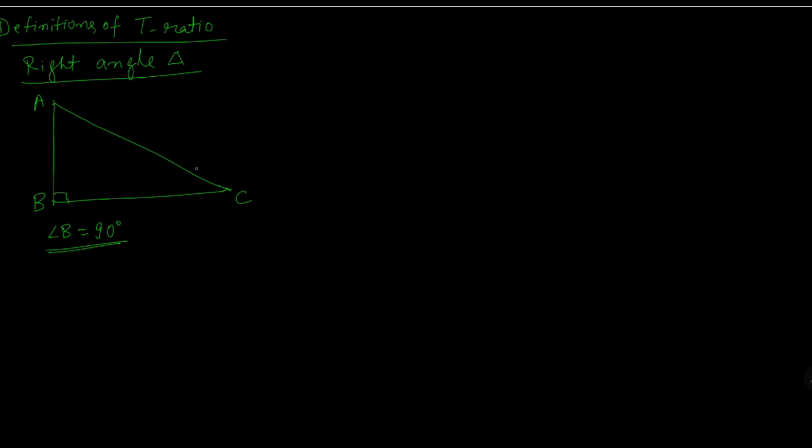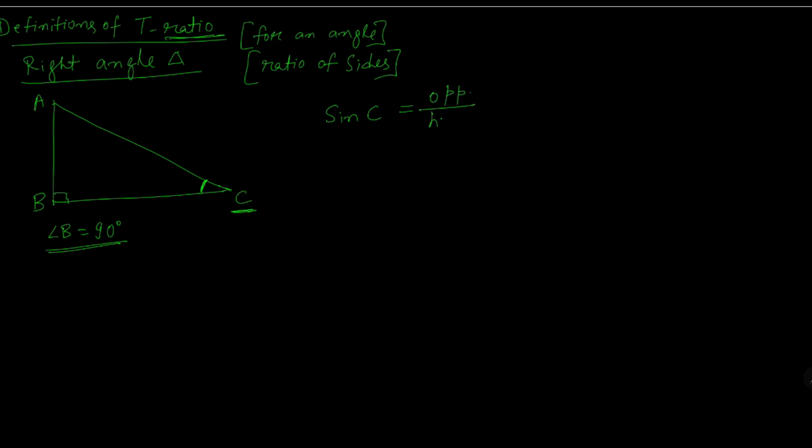Now T ratios are always defined for an angle. That's the first thing, for an angle. And what are they? They are ratios. Ratio of what? Ratio of sides making those angles. Let's start with angle C. The first ratio that is defined is sine of C, sine of any angle. In a right angle triangle, it is equal to the opposite side divided by hypotenuse. So in the given diagram, for angle C, sine C will be equal to AB divided by AC.